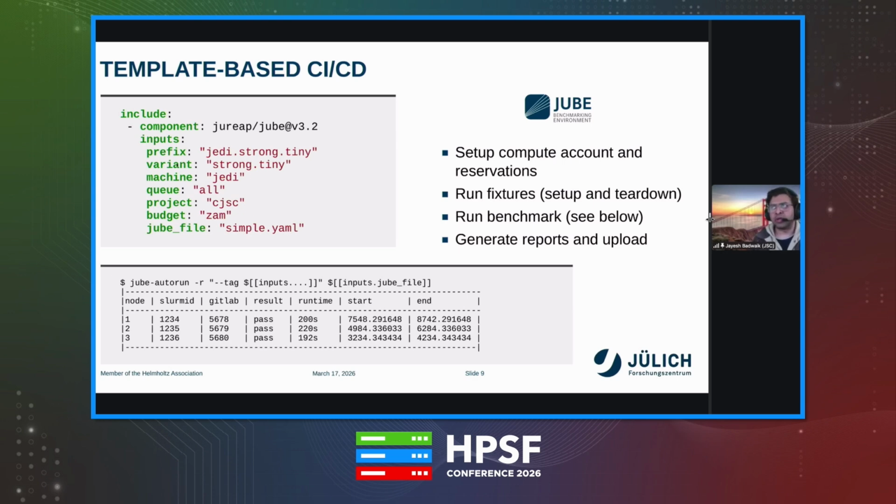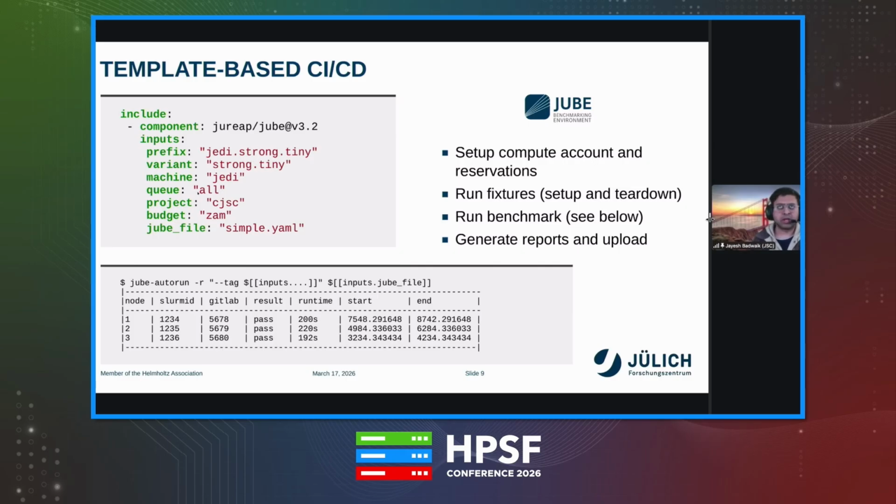So the important thing is the variants here. We asked the applications to implement certain variants, which are in this case strong tiny, which is a tiny version of a strong scaling benchmark. And then you could have weak benchmarks, and then you could have single node benchmarks and complete system benchmarks.